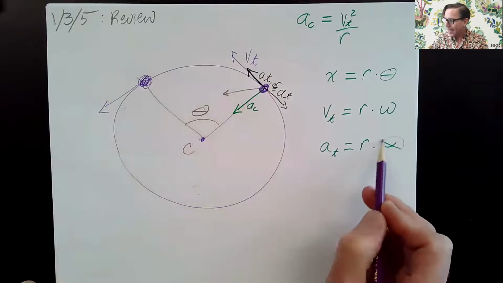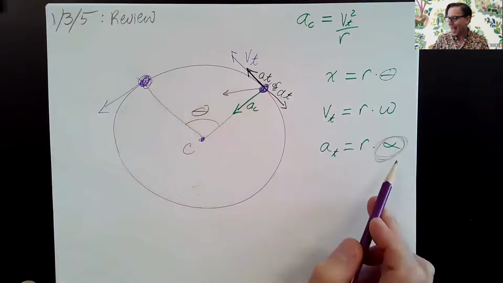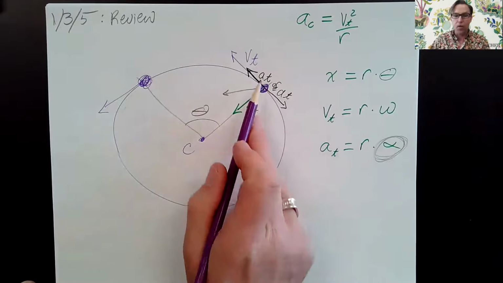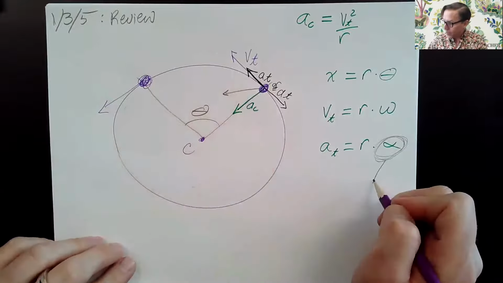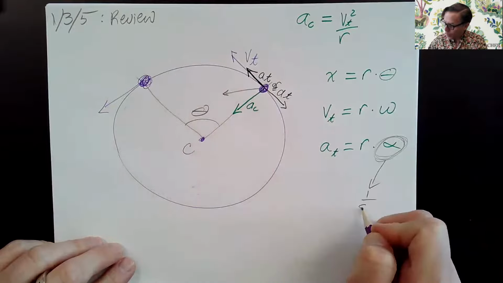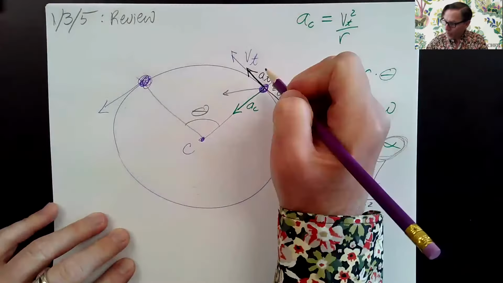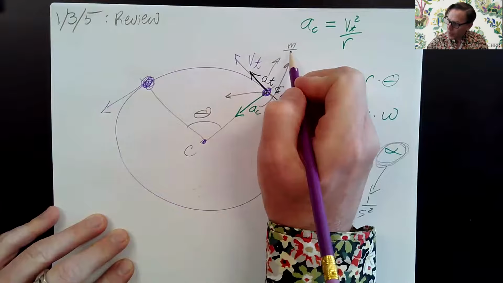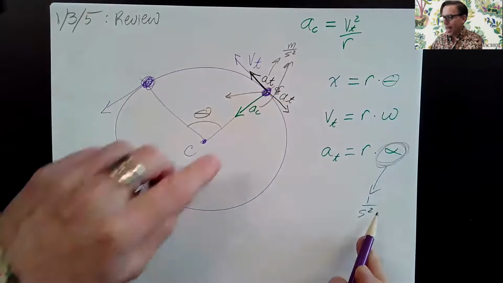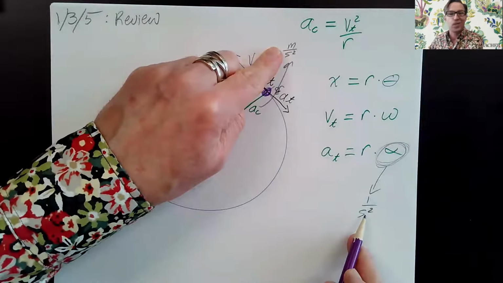I'm not going to add in alpha. I can't add alpha to a sub c or a sub t because they have different units. Alpha has the unit 1/s², where these two, a sub c and a sub t, have the unit m/s². And I cannot add two things with different units.